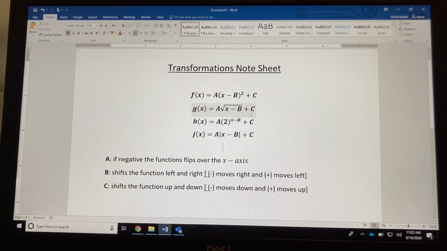Then lastly, on the outside, you can see this plus c at the end. That's going to move your function up and down. And that is exactly what you would think. A minus sign moves it down and a plus sign moves it up. So I would have this sheet or these notes handy somewhere while you're working so that you can reference them while you're working on the various assignments.